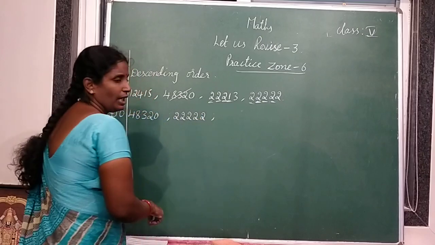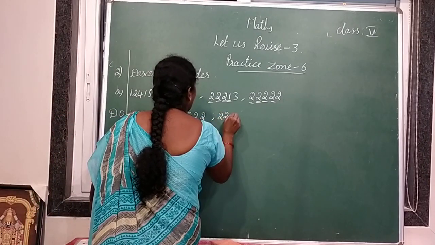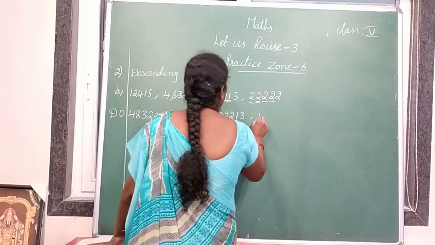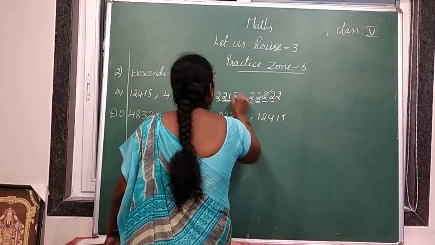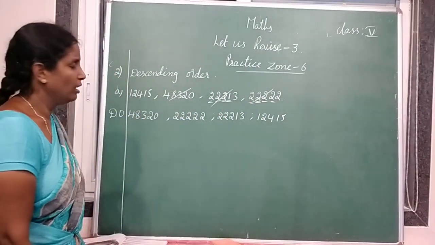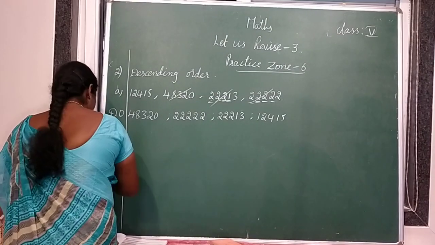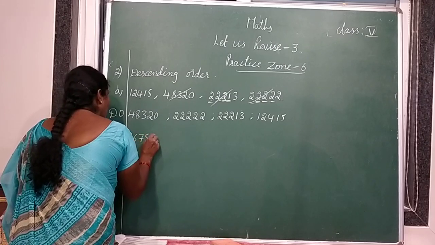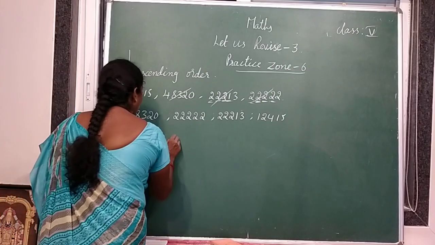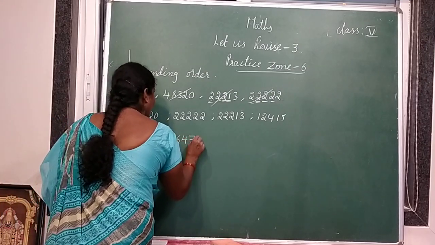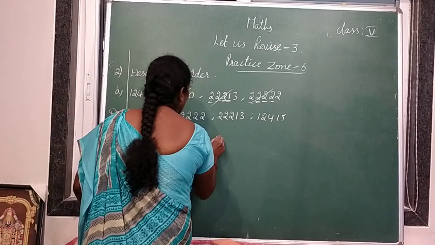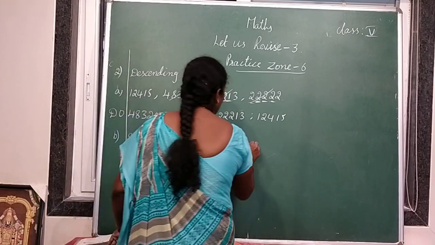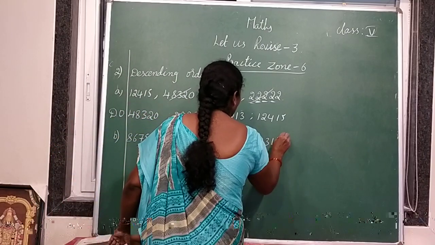So what is the greatest number? 22,222. After that 22,213 and next 12,415. So which number you wrote, you can strike off that numbers also. Okay. So next, second problem: 86,753, 86,471, 92,234, 91,315.